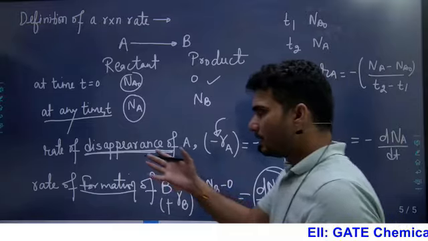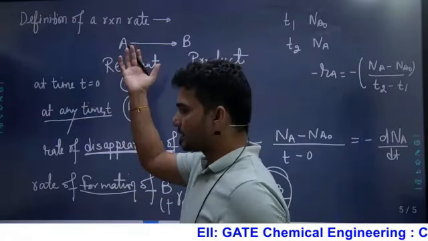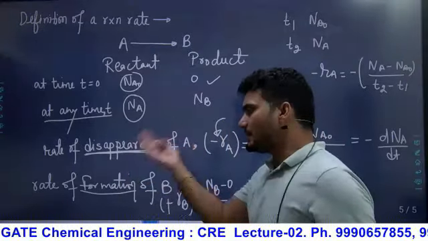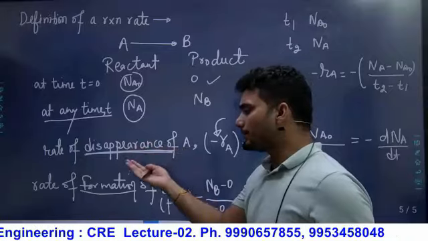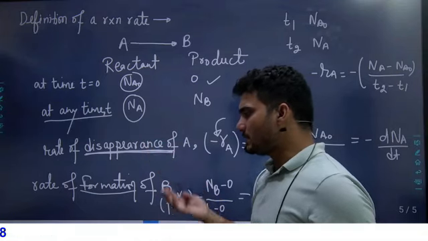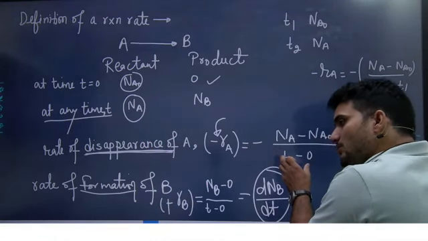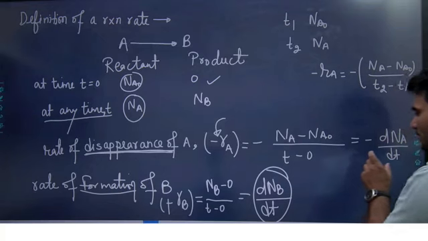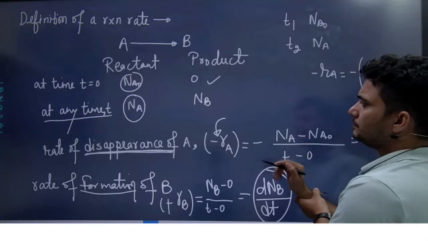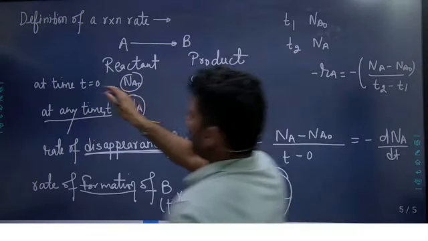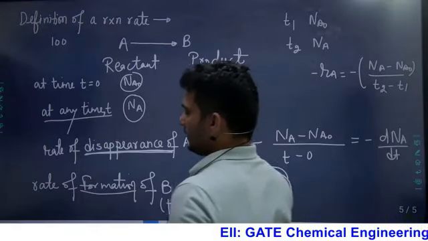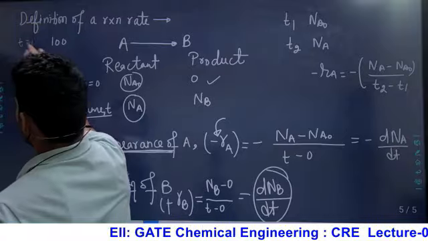So what is the definition of reaction rate? How the molecules of reactant change with time, that is called the rate. Suppose we are finding, try to understand, in the starting I take it as 100 moles of A. That time you can say is time t equals 0.